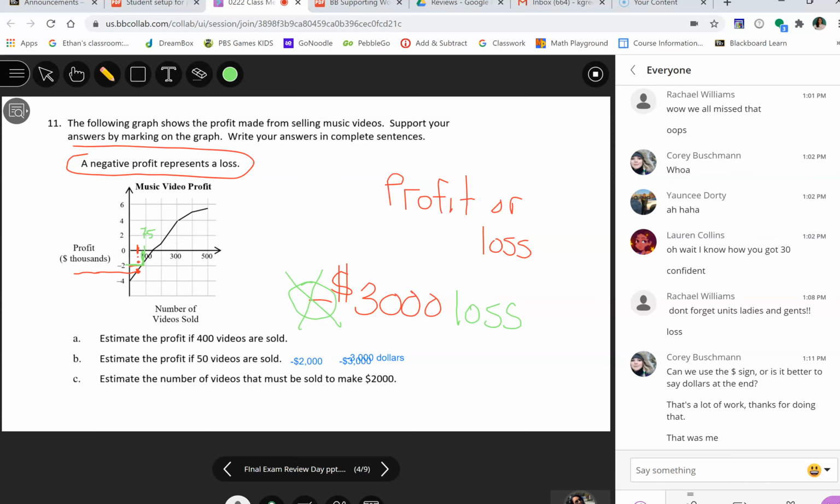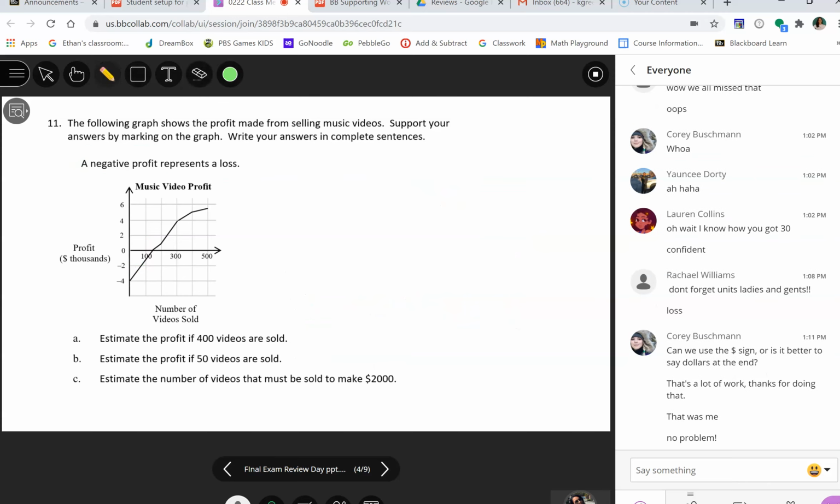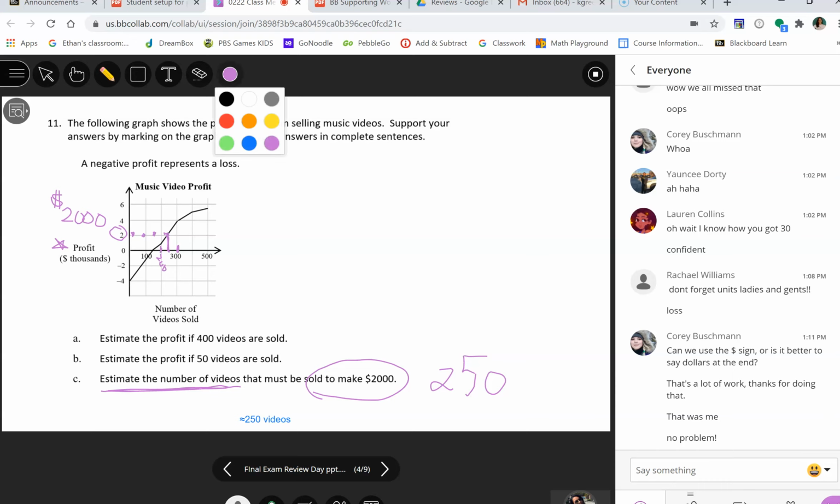Okay, and let's check your answer for C really quickly. Now C is going the opposite direction. C says estimate the number of videos that must be sold to make $2,000. So now I'm going to look at my profit, go to 2,000. Remember this 2 really represents $2,000. Then I'll backtrack to my graph, and that looks like, I don't know, 250 maybe? 250 videos? You could put 240, you could put 260. It's anywhere between 200, which is this tick mark, and 300, which is that tick mark. So as long as you were between there somewhere.